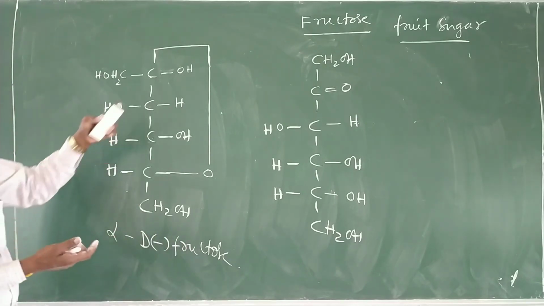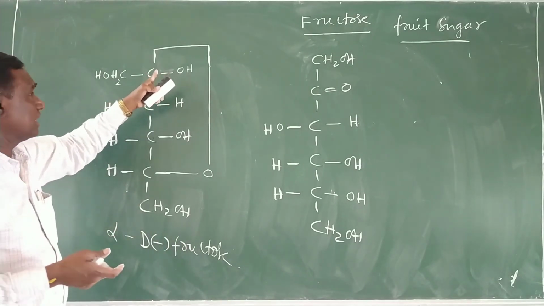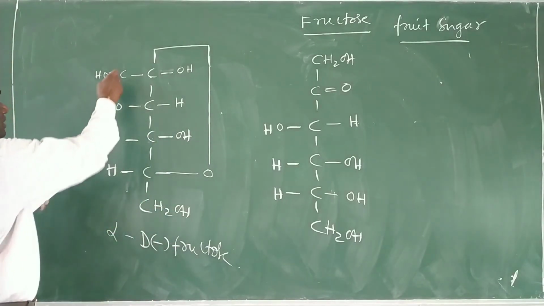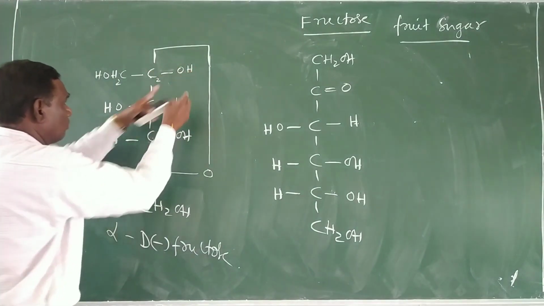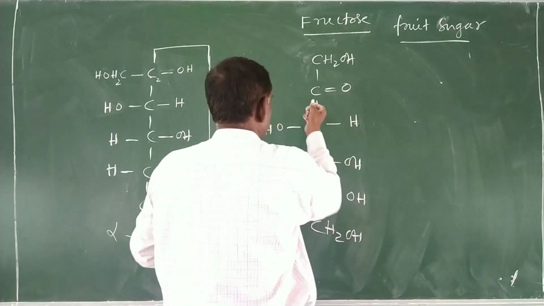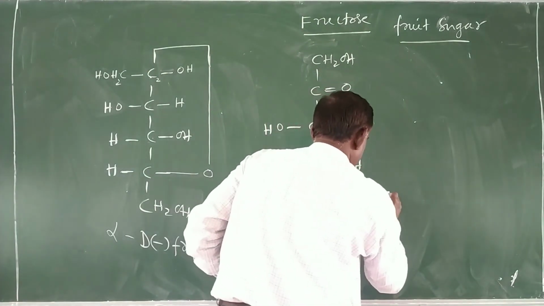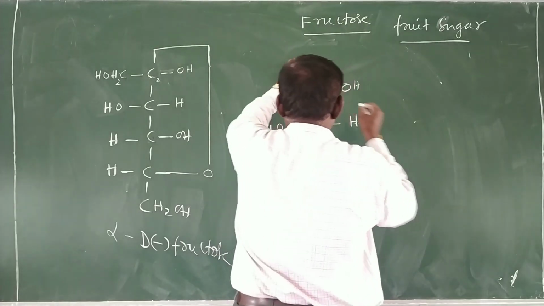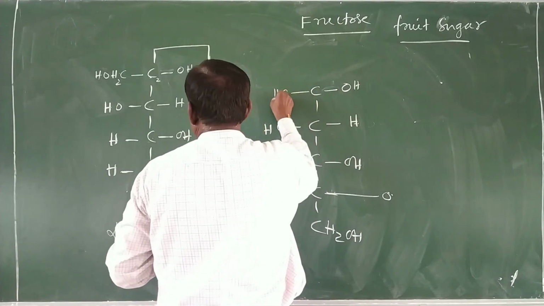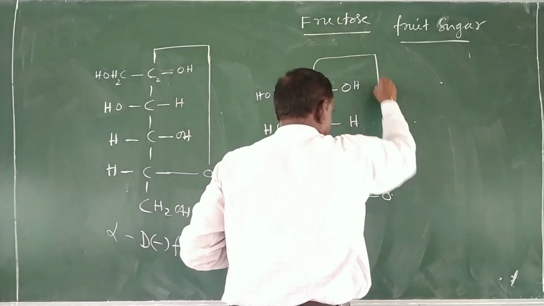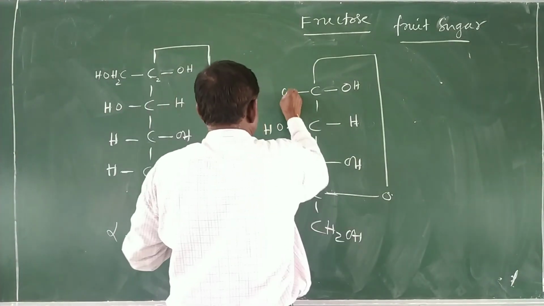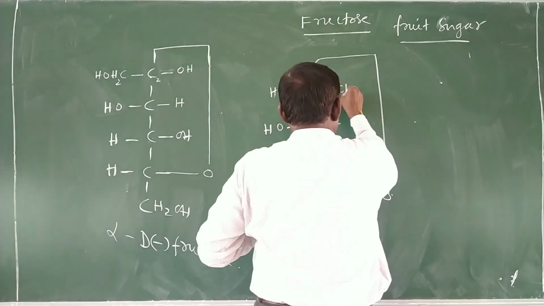Beta D means, you see, alpha means at the second carbon atom of fructose, it is first, this is second. So second carbon atom, right hand side OH, it is alpha. Second carbon atom, left hand side OH, beta. So you have to take this O here, H. This is CH2OH, this is CH2OH, and this is the bond. But this becomes alpha. Beta means you have to write OH on the left hand side, CH2OH on the right hand side.